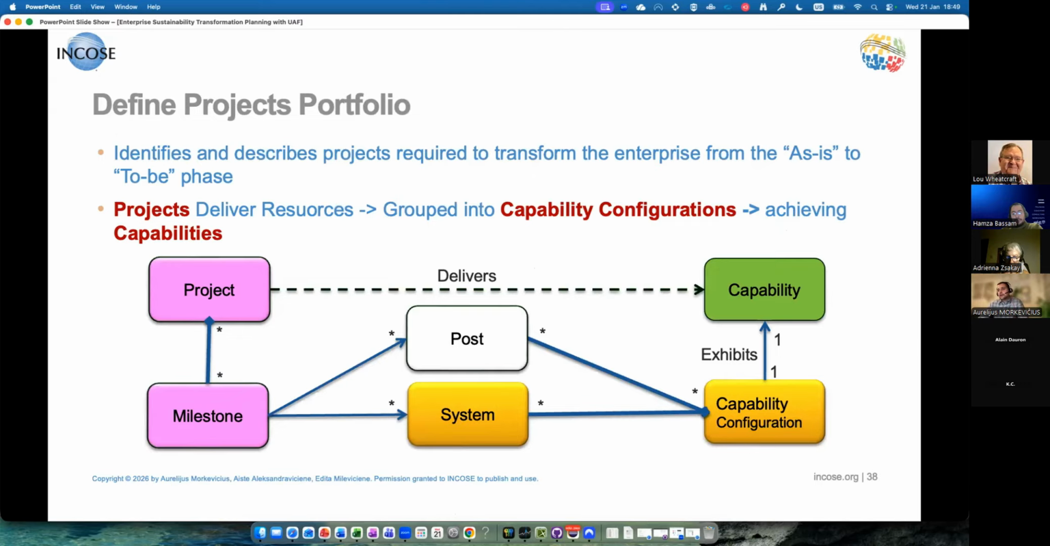And finally, when we identify what are those new resources, we go to the projects, to the project planning, how we are going to implement them. And when we come to the projects here, we say that the projects deliver capabilities, right? It's not the resources, it's the projects.